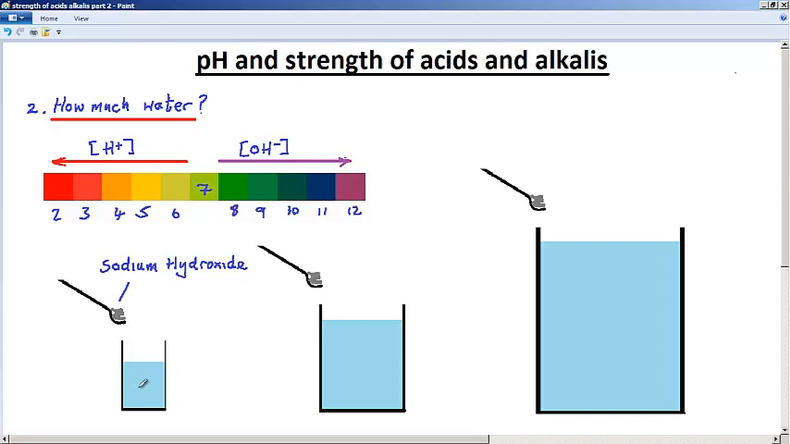As a result, we will produce exactly the same number of hydroxide ions in this beaker as we will in this one, as we will in this one, since we're adding exactly the same quantity. Let's represent that symbolically with 10 hydroxide ions. Okay, since we're adding the same amount, we will also have the same number here. And here.